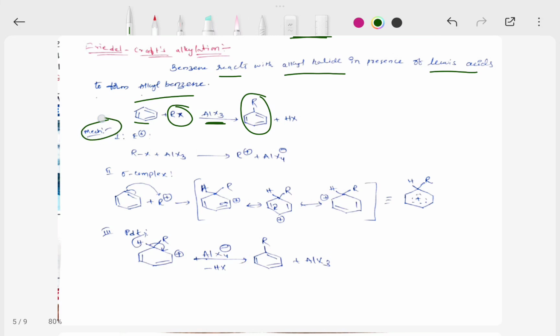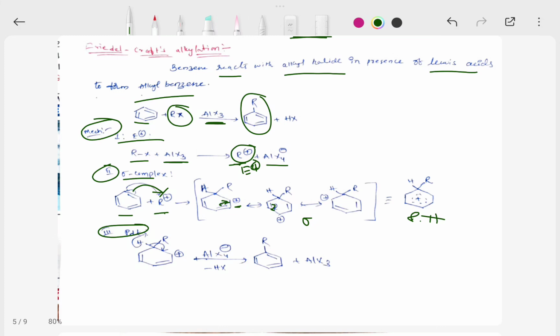This is also a three-step mechanism. In the first step, electrophile formation, alkyl halides in the presence of Lewis acids give carbonium ion R+ and AlX4-. This alkyl carbonium ion is the electrophile. The second step is formation of sigma complex. Here, benzene donates electrons to the electrophile and forms a carbonium ion. This carbonium ion undergoes resonance structures and forms a sigma complex and resonance hybrid.